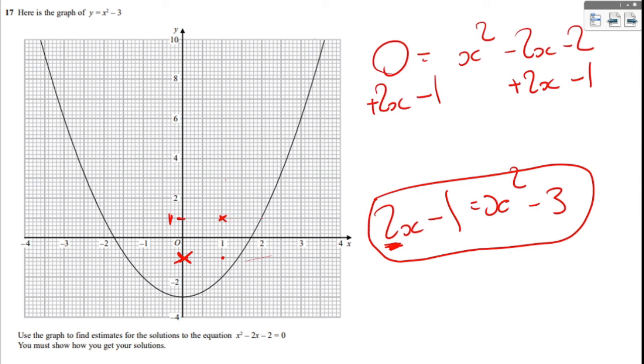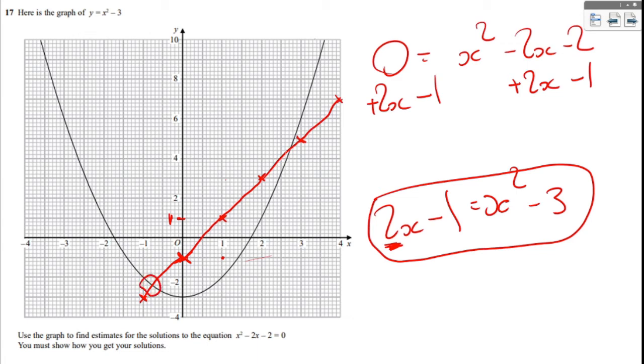For every 1 I'm going across, I'm going up 2. Of course, you could obviously do your table of values. Now you're going to try and draw the straightest line possible. You're going to use a ruler. I'm not, because I don't have a ruler. You're going to get a line like this.